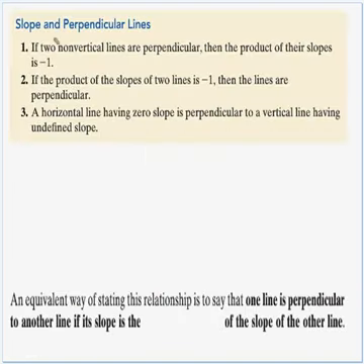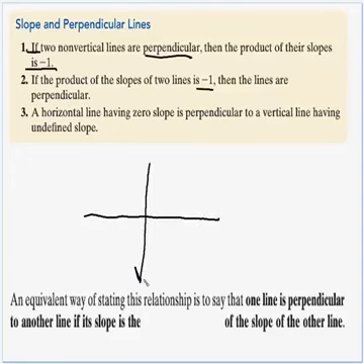So, slope and perpendicular lines. And we have our if-then statement. If the lines are perpendicular, then the product of their slopes is -1. Or on the other side, if the product of the slopes of two lines is -1, then the lines must be perpendicular. A horizontal line having 0 slope will be perpendicular to a vertical line having undefined slope. So again, here is 0 slope, here is undefined. If that's the case, they will be perpendicular.